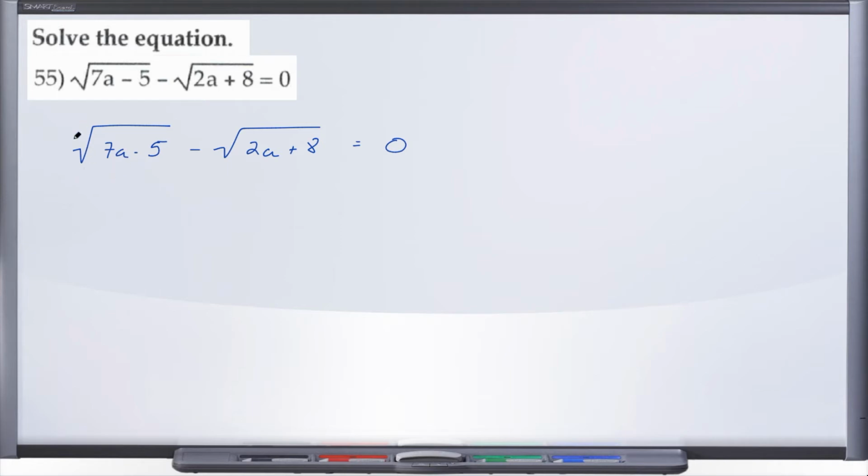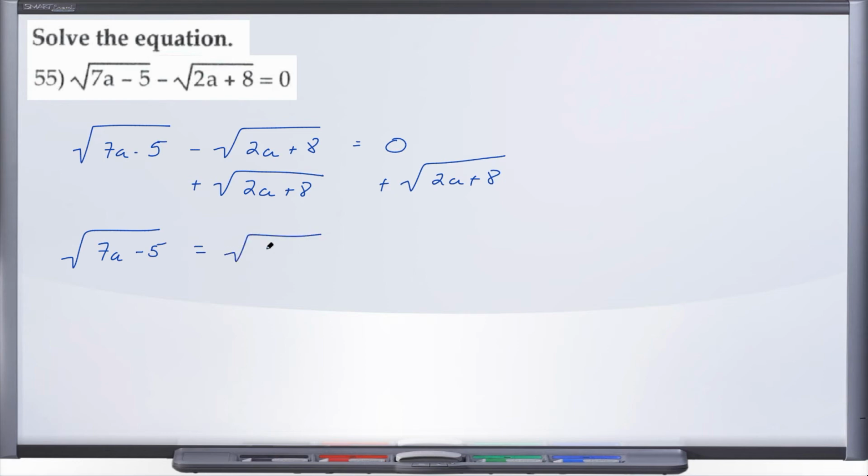And because our index is 2, we want to go ahead and at some point square these radicals so that the square will eliminate the radical sign itself. But before we do that, let's go ahead and move this radical to the other side. So if we add radical 2a plus 8 to both sides, then we'll have an equation that looks like this. Radical 7a minus 5 equals radical 2a plus 8.